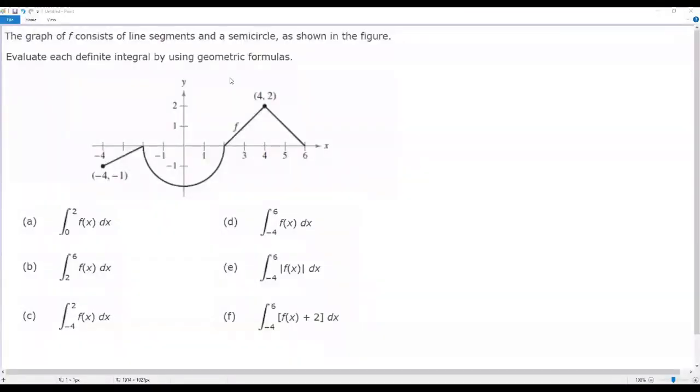Here we have an AP Calculus AB problem. Okay, let's go to the information. The graph of f consists of line segments and a semicircle as shown in the figure. Evaluate each definite integral by using geometric formulas.